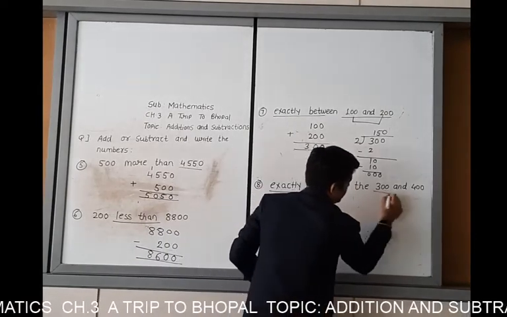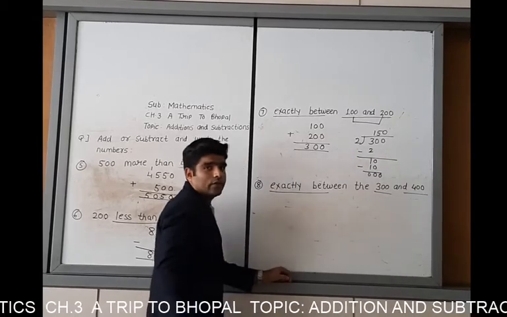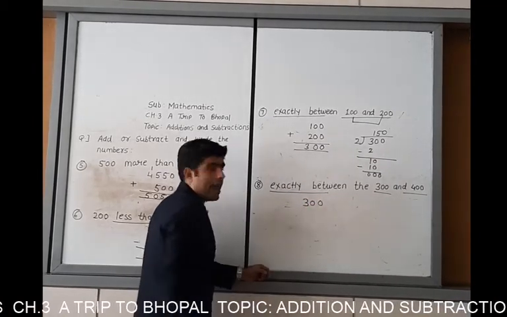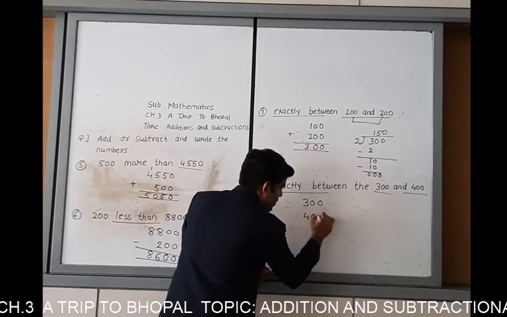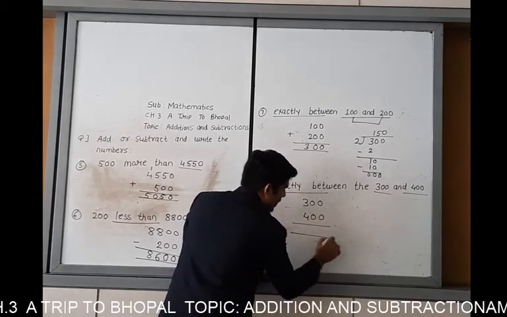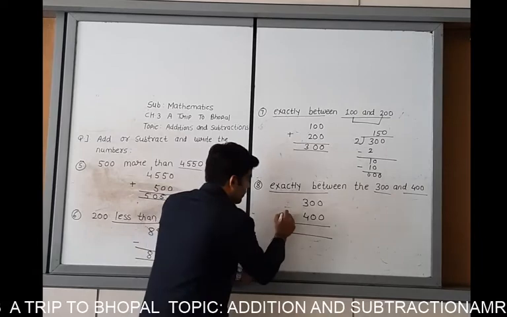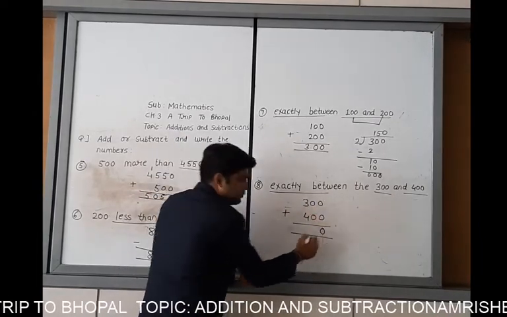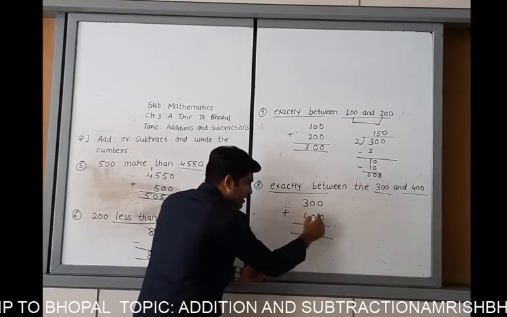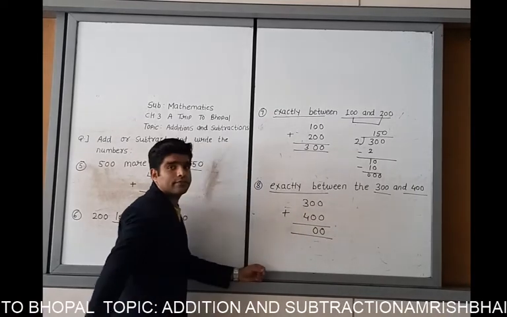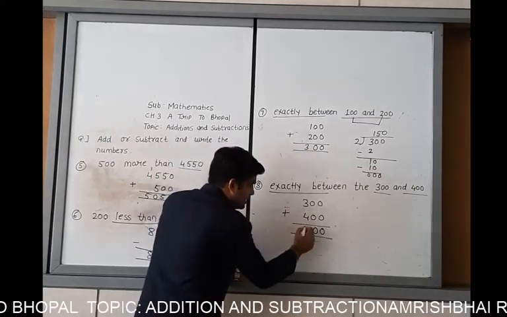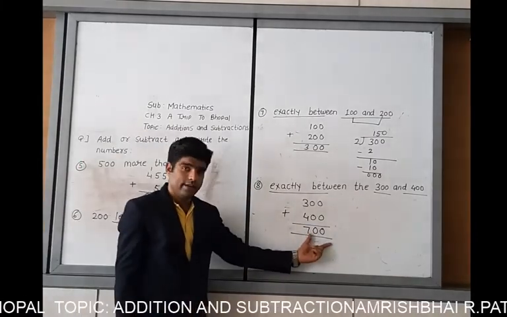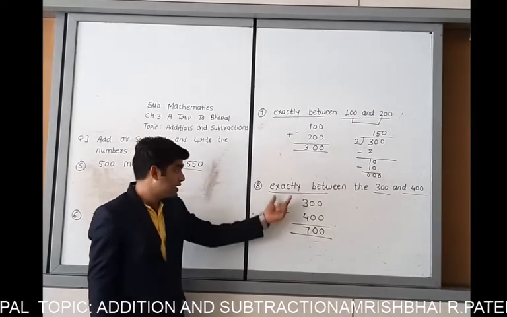Exactly between 300 and 400. Okay. First of all, you have to add 300 and 400. Just you have to add it. Okay. First of all, the addition. 0 plus 0 is a 0. 0 plus 0 is a 0. And 4 plus 3 is a 7. So your answer is what? 700. Okay. But your question is what?